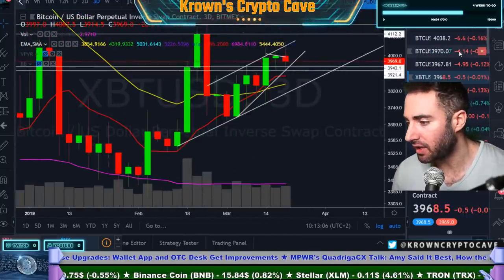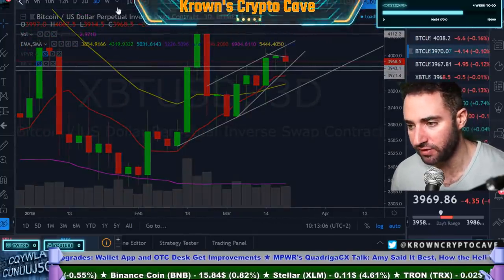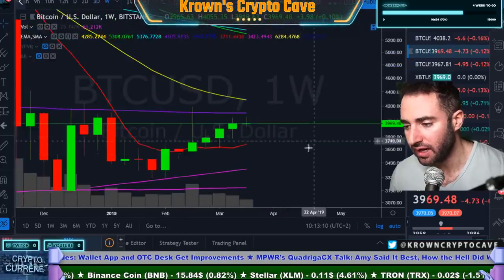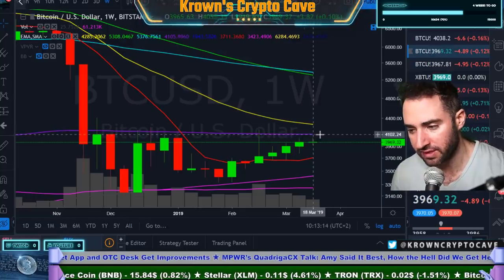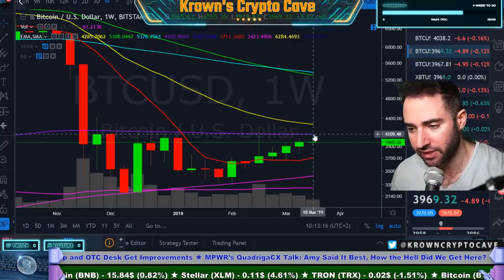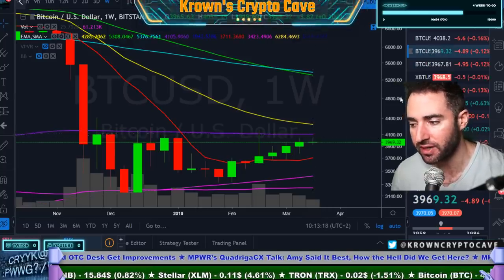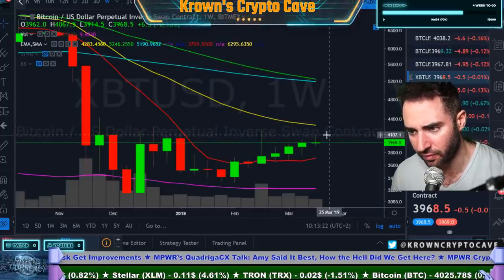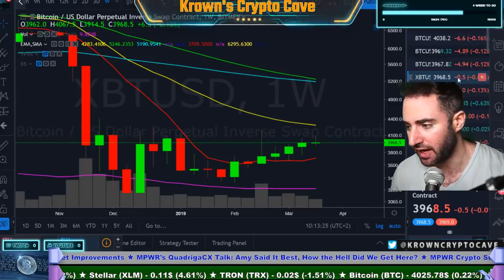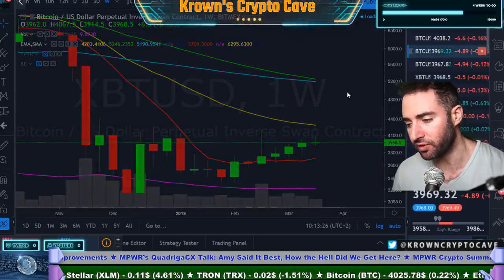Anyways, let's go over the weekly as well, as the weekly I think looks quite interesting. The weekly, in the way that I look at it, was a test of the purple 200 exponential moving average right here at about 4,100. Yes, we didn't get quite there. I think BitMEX got all the way to like 4,075 maybe. Let me confirm this. 4,067 and a half actually. But close enough is close enough.